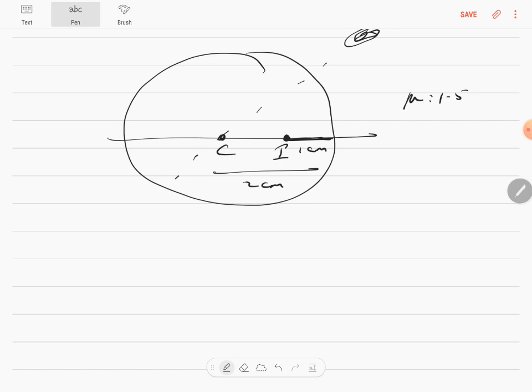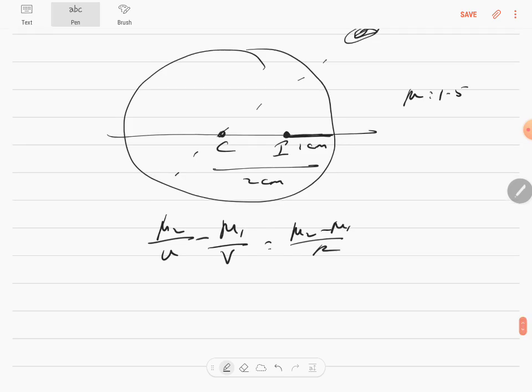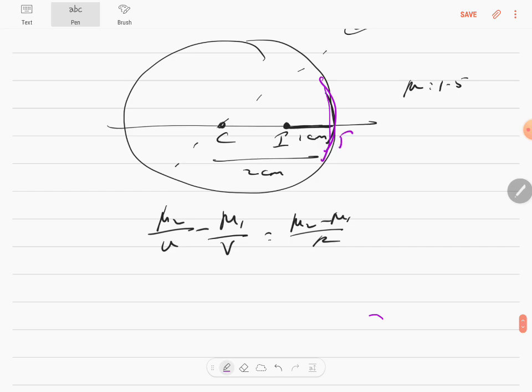The object again is in the denser medium, inside only, which is the second case: mu2 by u minus mu1 by v is equal to (mu2 minus mu1) by r. Which is the pole? This will be the pole again. To decide where the pole is, this is the pole. Its mu2 is 1.5 by u, which is the object distance.